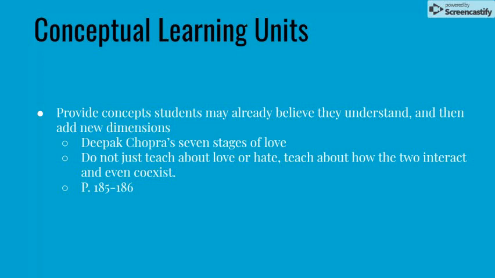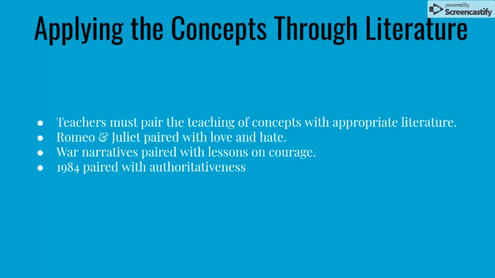And don't just teach about one at a time. Teach about the numerous interactions between the characteristics and how they coexist, just like love and hate in Romeo and Juliet. Now, these concepts cannot be floating in the ether. They need to have literature associated with them to give them meaning. Teachers must actively pair the teaching of concepts with appropriate literature, like I've already stated.